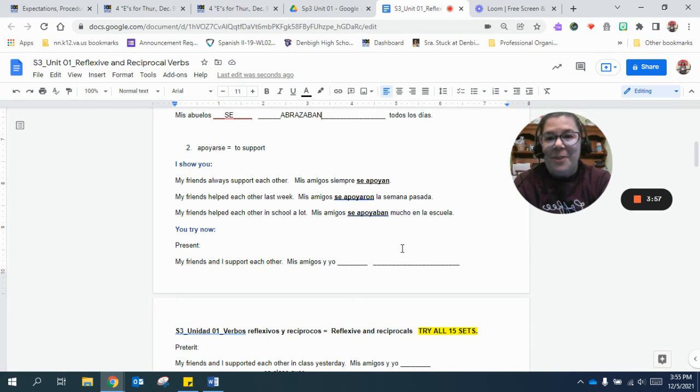I put in my friends helped each other in school a lot. It would be also supported, and that's in the past what they used to do. Mis amigos se apoyaban mucho en la escuela. Notice there was no beginning, ending time. So se, each other, apoyaban is the imperfect.